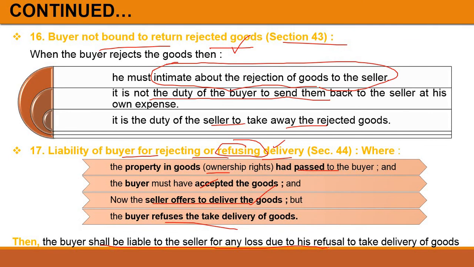So these are the total 17 rules we have discussed regarding the delivery of the goods. Whenever you want to make a valid delivery, all these rules have to be followed by the parties.